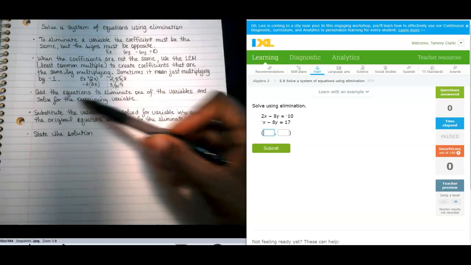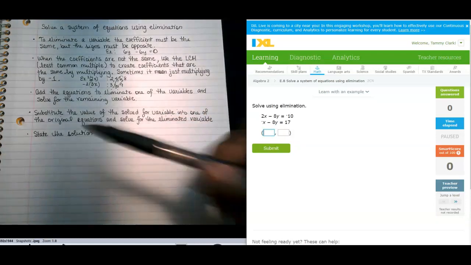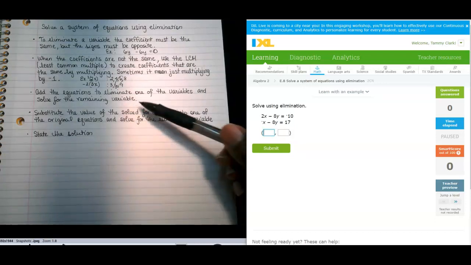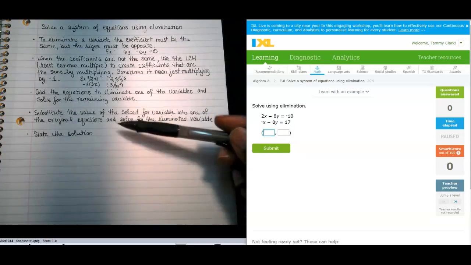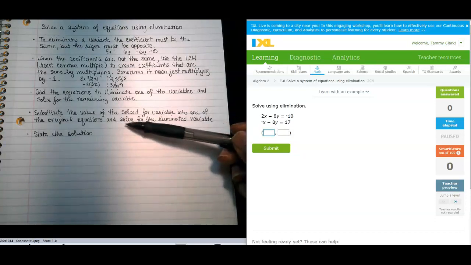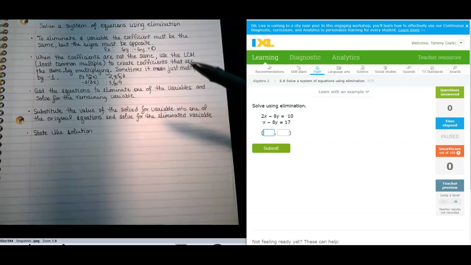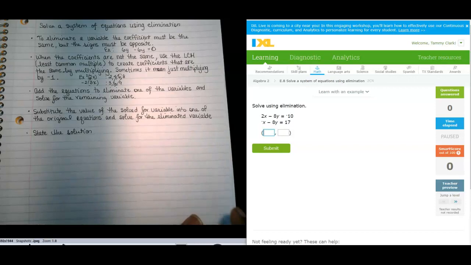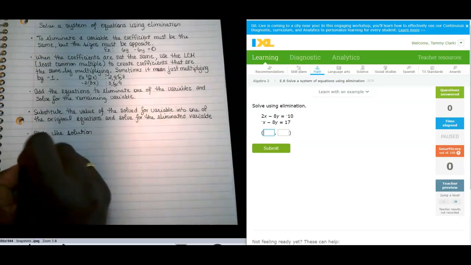Once you do that, you're going to add the equations to eliminate one of the variables and solve for the remaining variable. Then, once you get the value of that, you substitute that value of the solved-for variable into one of the original equations. It doesn't matter which one, just one of the original ones. And then you solve for the variable that you eliminated. And the last thing you do is state the solution. So let's go ahead and get into it.